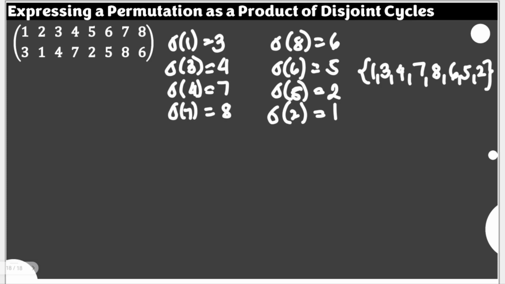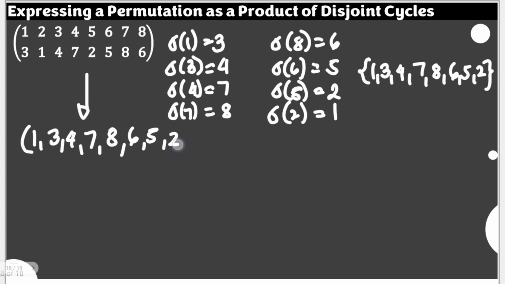Now, the goal here is to express this as a product of disjoint cycles. Since we already have this orbit here, and we are sure that this is a cycle, we can express this permutation itself as a cycle using the same pattern: 1, 3, 4, 7, 8, 6, 5, and 2. This is the expression of a cycle that represents the given permutation. And this is already the standalone result of this video, as this is the only cycle that we can use to solve for the given permutation.